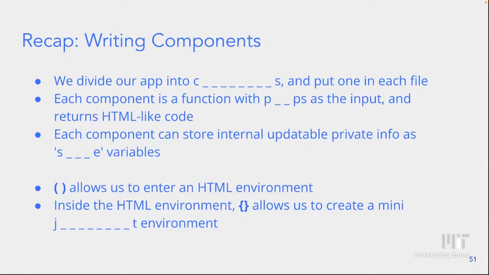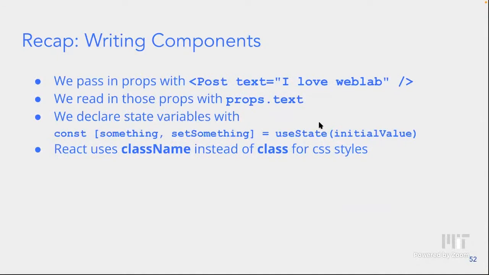So we divide our app into components and put 1 in each file. Each component is a function with props as the input and returns HTML code, as you saw in the workshop. And each component also can store internal information that you can update as state. And parentheses allow you to enter in HTML. Little curly braces allow you to create a mini JavaScript environment. Yeah, that was it. I just wanted some sort of interactivity. Yeah, thank you.